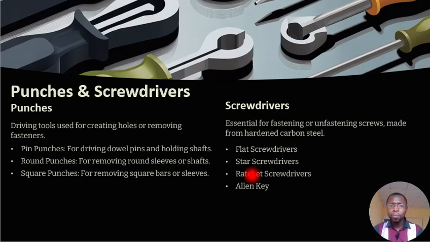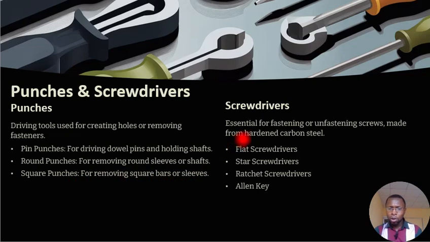Let's proceed. We now talk about the punches and the screwdriver. Now, the punches, like we said, are driving tools for creating holes. If you want to make a hole, you make use of the punches. And it comes in different forms. We have the pin punch. If you want to remove a dowel pin, you use the pin punch. We have the round punch. If you want to remove a round sleeve or shaft, you make use of the round punch. We have the square punch if you want to remove square bars or sleeves.